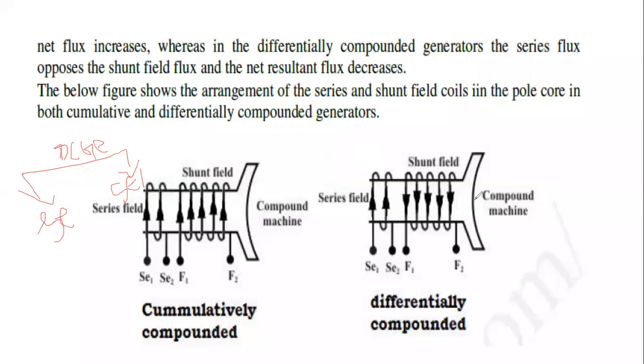Again, depending upon the fluxes, we divided the compound generator into two ways: cumulatively compound and differentially compound. Cumulatively means both the fluxes will be added, therefore phi sh plus phi sc is equal to the resultant flux. In the differentially compound, the fluxes oppose, that means phi sh minus phi sc is equal to the resultant flux. These are the various classifications of DC generators. Next, coming to the problem.